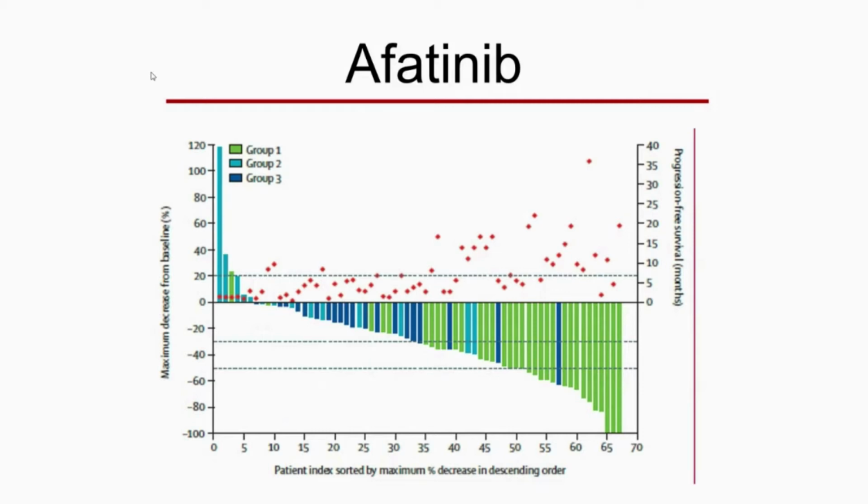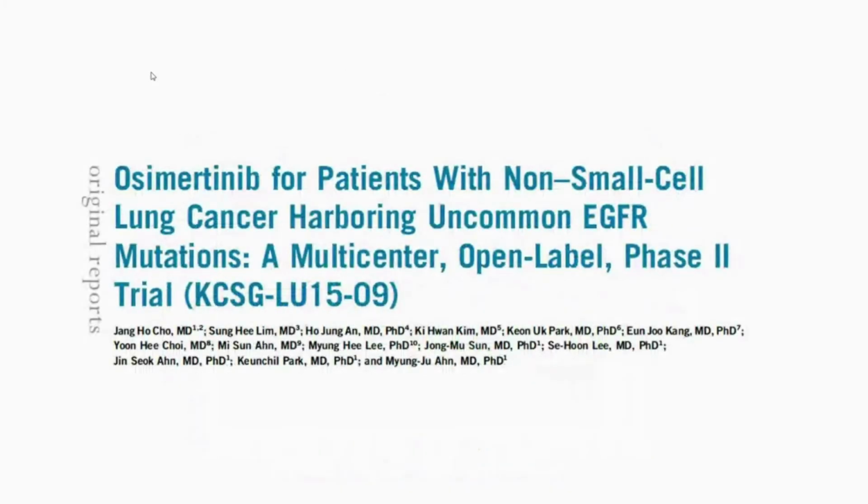Now, for those of us who use afatinib, we know that this is a drug that is associated with a lot of diarrhea, rash. It's not the easiest drug. And so, even though there's a specific FDA approval for these atypical mutations, I tend to favor using osimertinib, even though that's not strictly the label. Now, if you go to the next slide, we see some of the data that, in my view, supports using it.